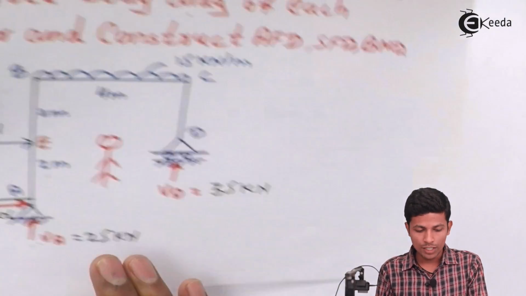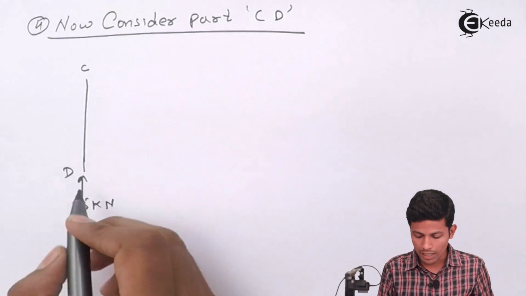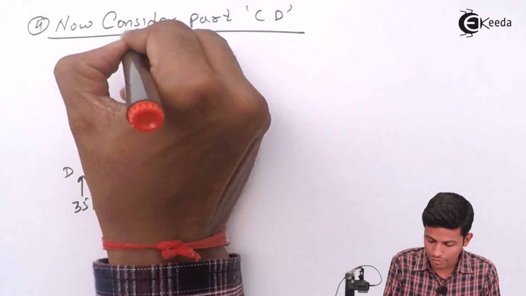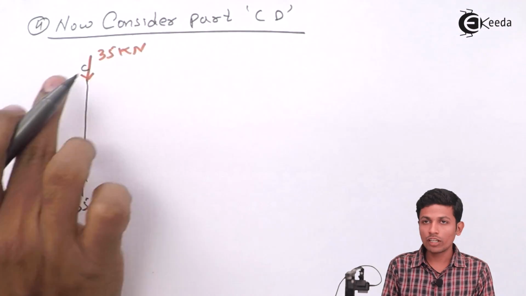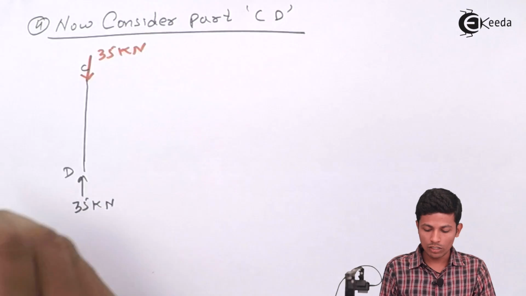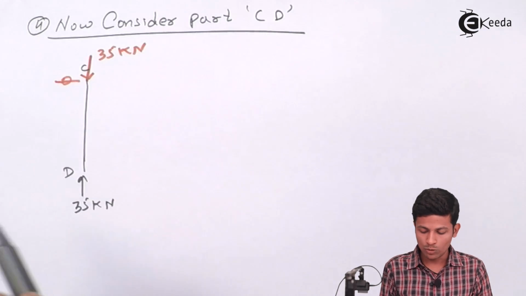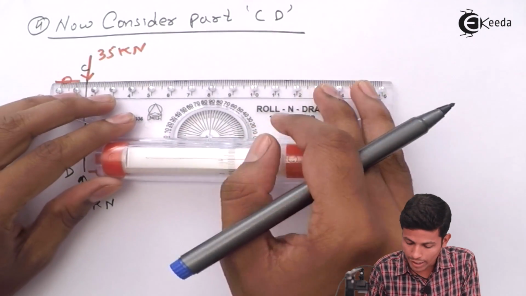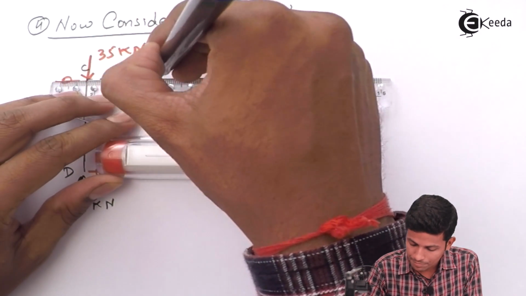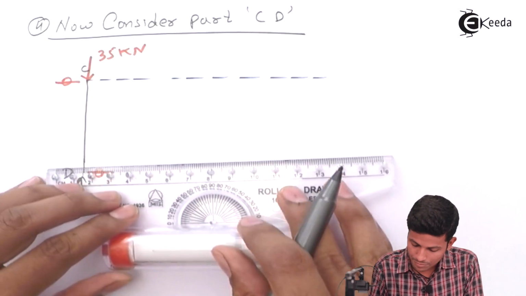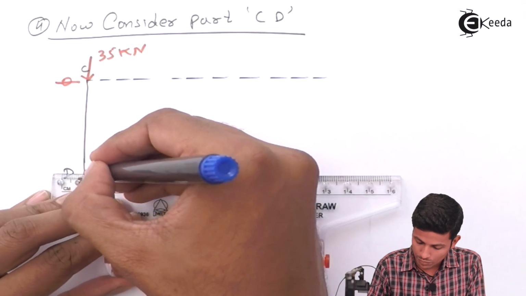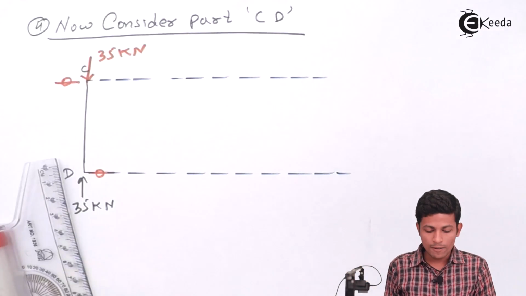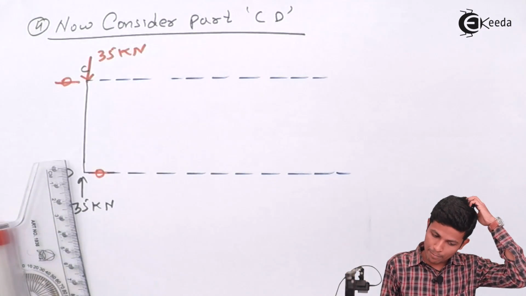Now in this part, the 35 kilonewton will be like this, so this will come 35 kilonewton. There is no horizontal force, so this will get 0. This will also get 0. Now extend this part and draw the AFD, SFD and BMD.